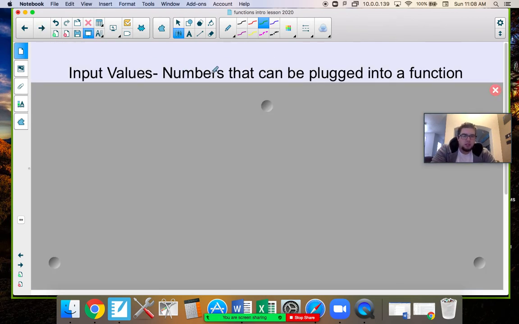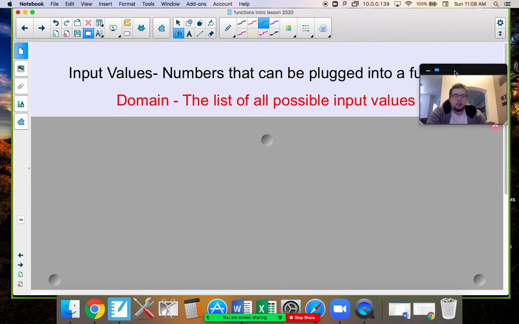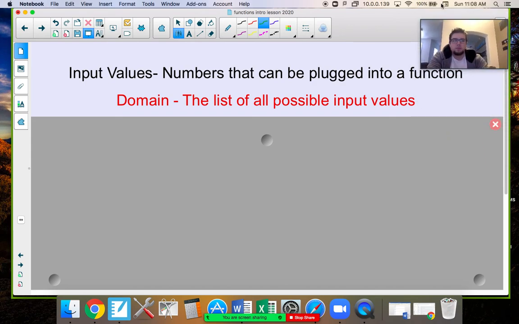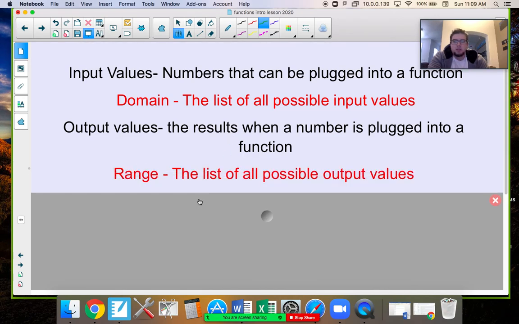Input values. These are numbers that get plugged into a function. They live in what's called the domain. So the domain is a list of all possible input values. Output values are the results of a number that has been plugged into a function. They live within the range. The way I remember this: domain has the word "in" to help us go with input value.